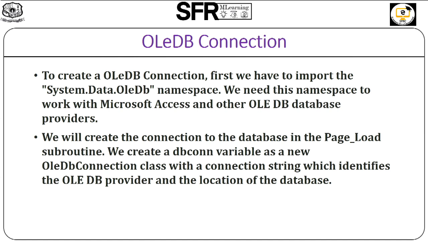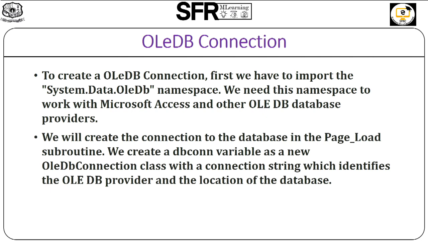Next we are going to discuss the OLEDB connection. What is OLEDB and how are we going to connect? We have created the command to connect, and now let us see how it is going to be connected. To create an OLEDB connection, first we have to import the System.Data.OleDb namespace. We need this namespace to work with Microsoft Access and other OLEDB database providers. Very well-known database providers include Microsoft Access. To use Microsoft Access and other OLEDB database providers, we have to import System.Data.OleDb.